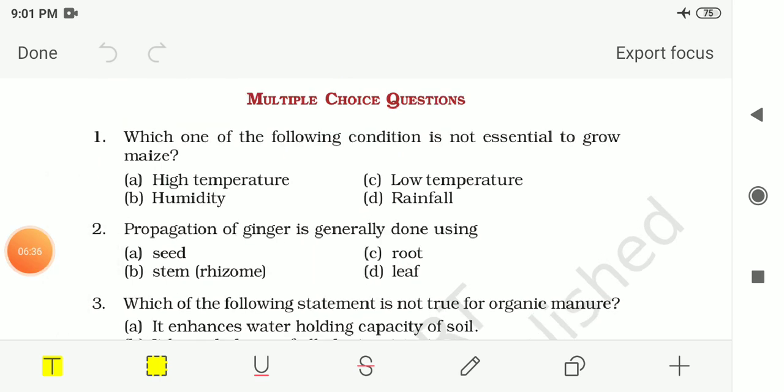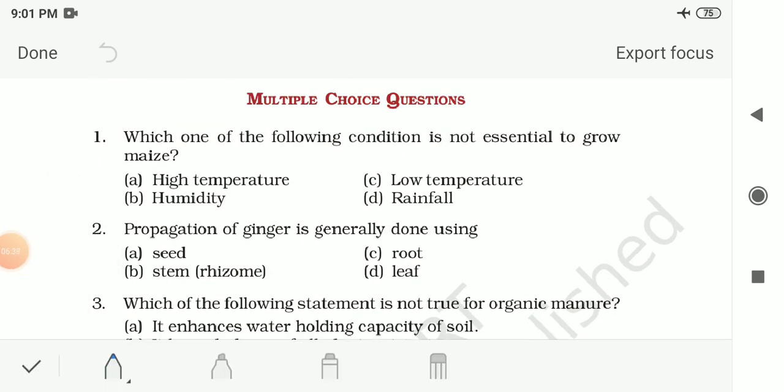So here the first question is given to you. Which one of the following conditions is not essential to grow maize? The options are given to you: high temperature, humidity, low temperature, or rainfall. So here your answer is option C, low temperature.